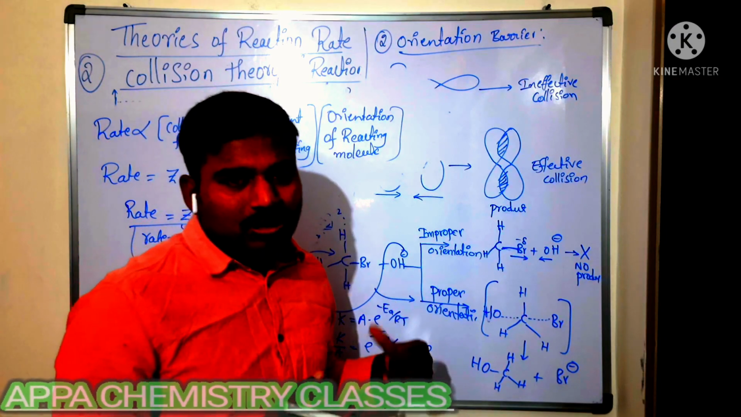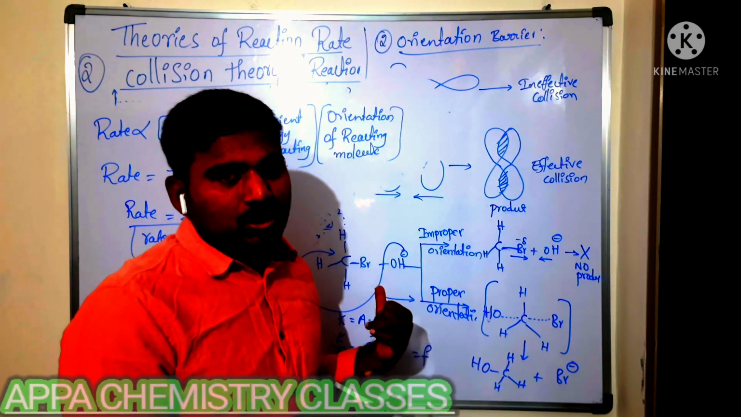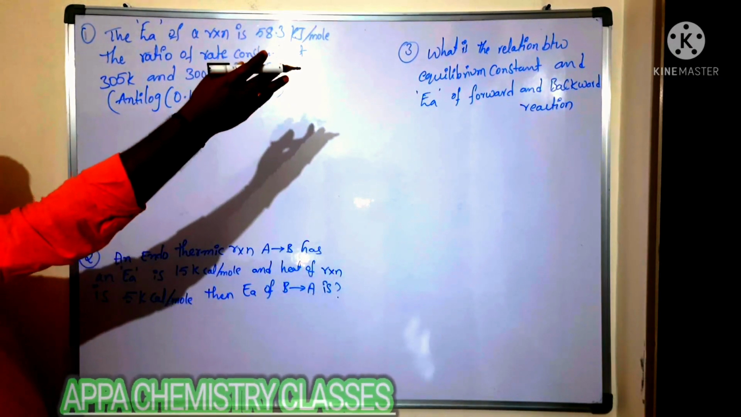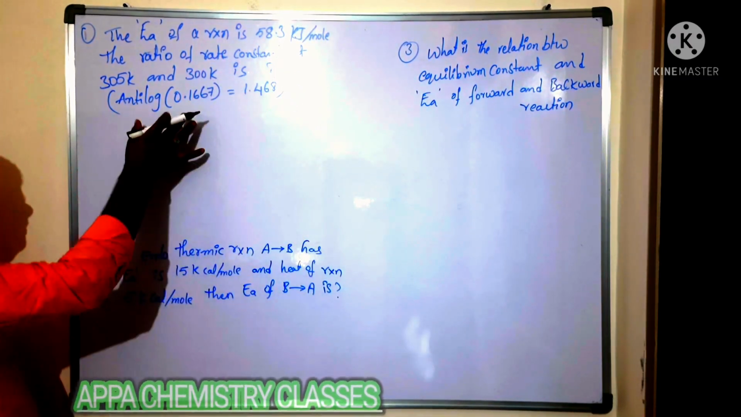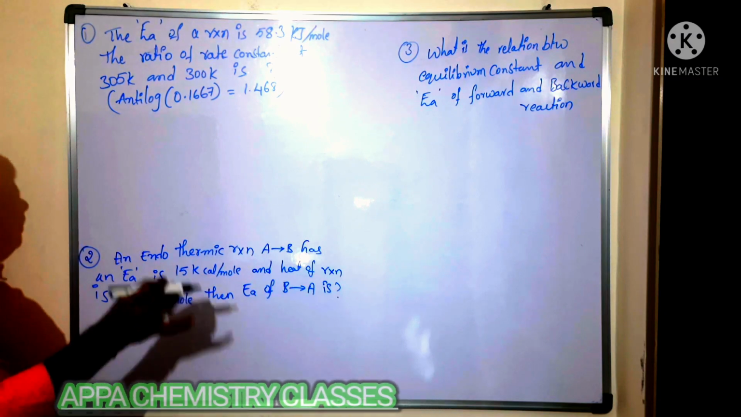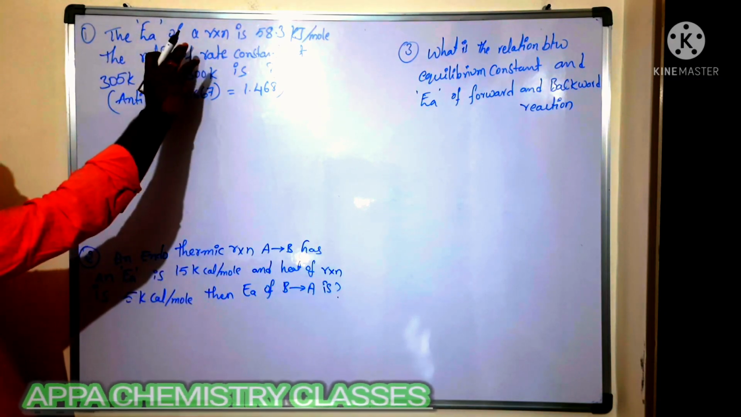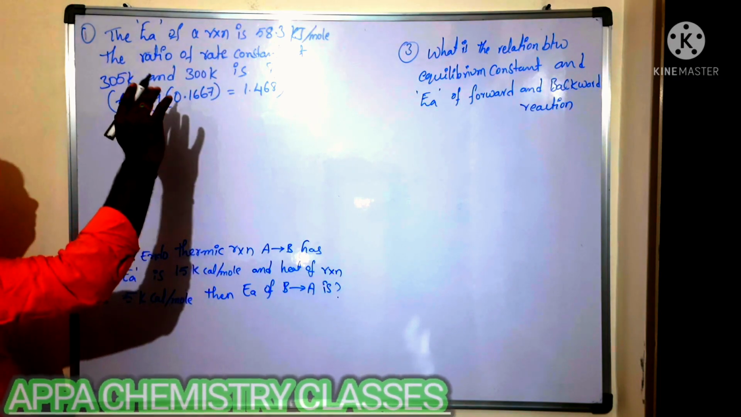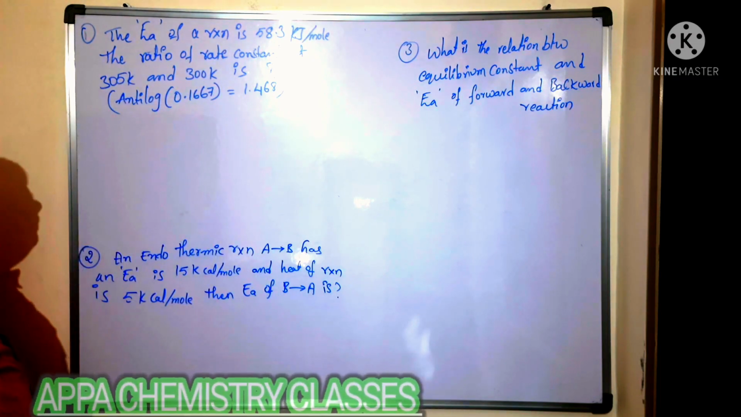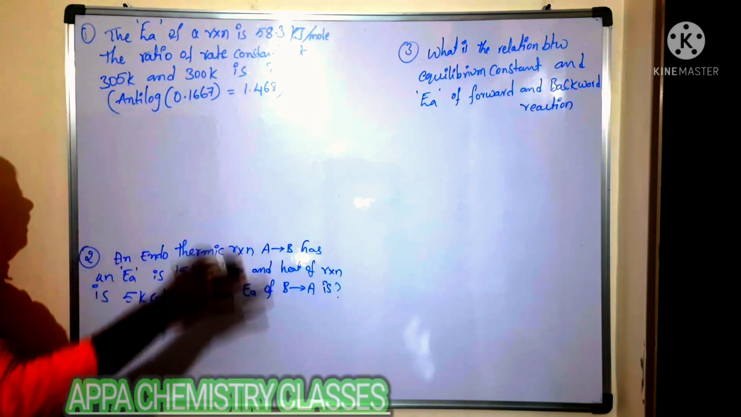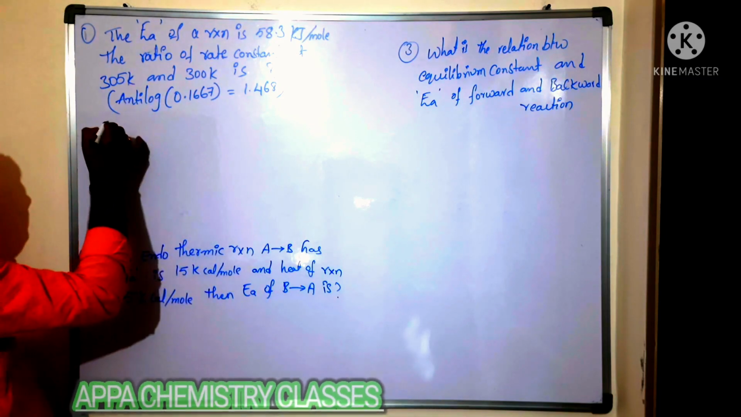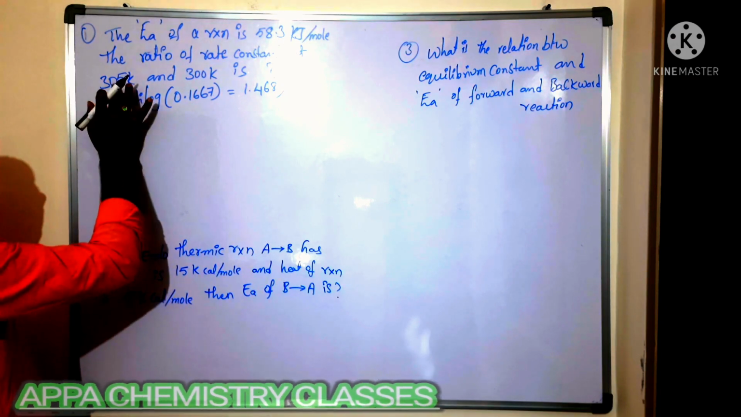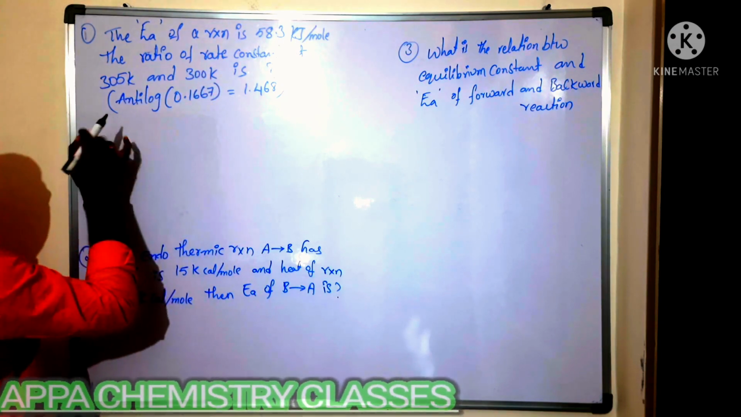Now we will see some questions based on this collision theory and Arrhenius. These three questions, the third question is very, very important. This is the model 1 question and model 2 question. Now you see here, the activation energy of a reaction is given as 58.3 kilojoules per mole. They are asking the ratio of rate constant at 305 Kelvin and 300 Kelvin.